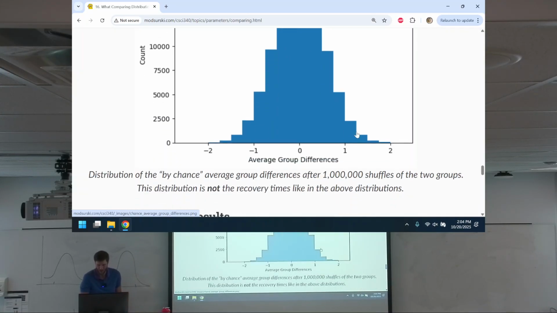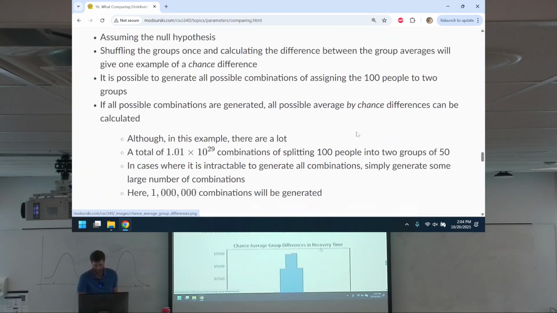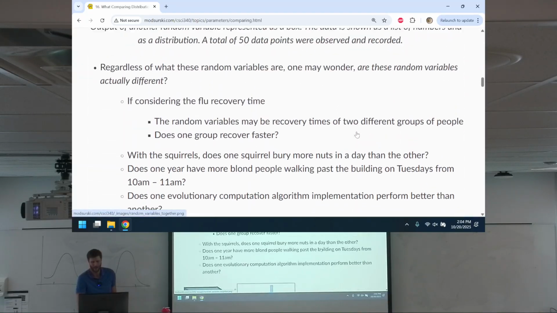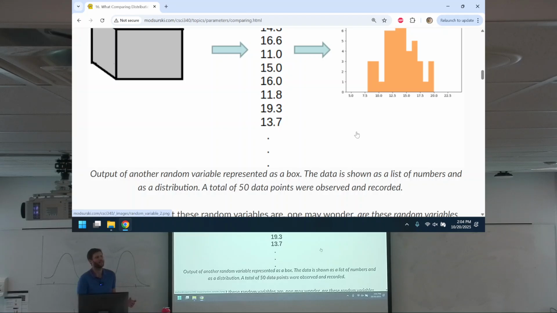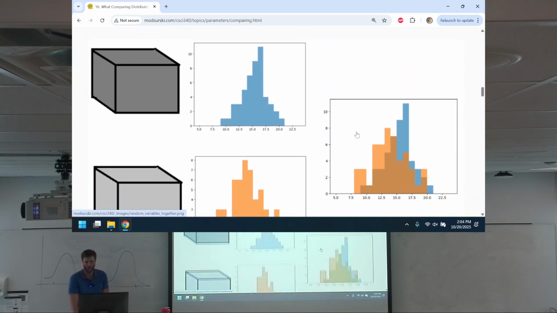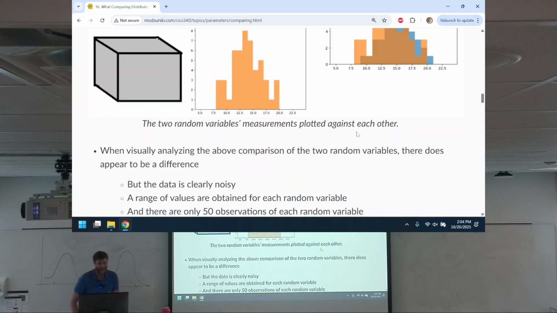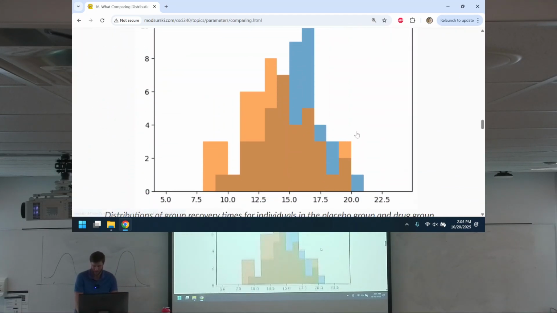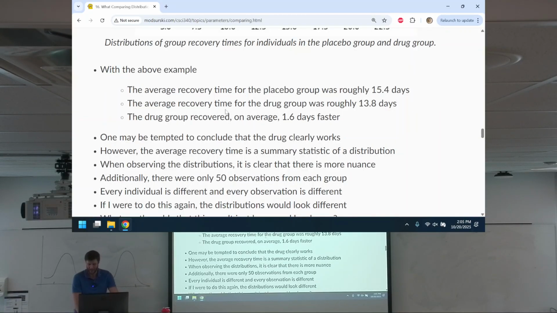Now, here's the funny thing. What do I really want to show? Yeah, we start with the null hypothesis, right? But what do I really want to show? I want to show that the drug actually made a difference, okay? And based on the groups that I had, this is the difference I observed, 1.6 days, okay?